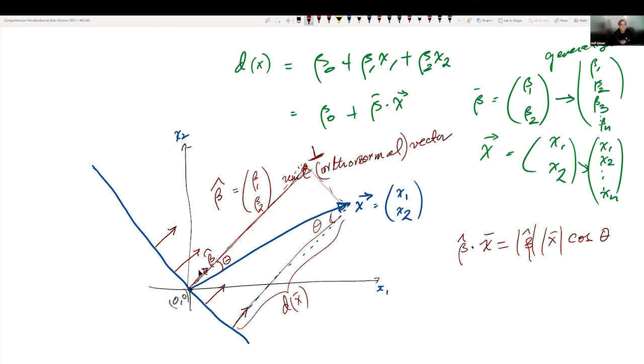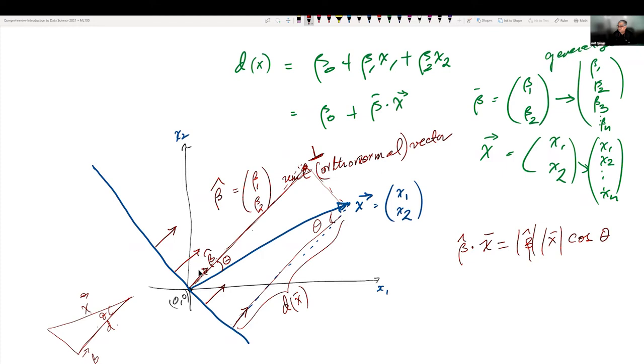It's a very simple geometry. I'm saying you have this situation, perpendicular, theta, right? If this is X, this direction is beta. So if you know this angle, then the size of X times cosine theta is literally the base, is the distance, right?